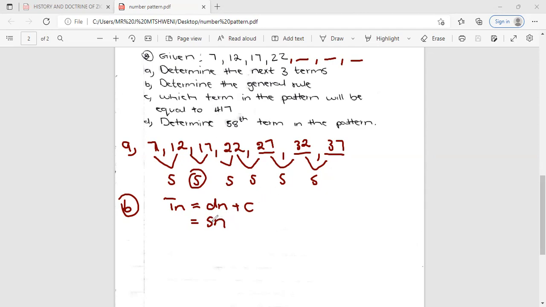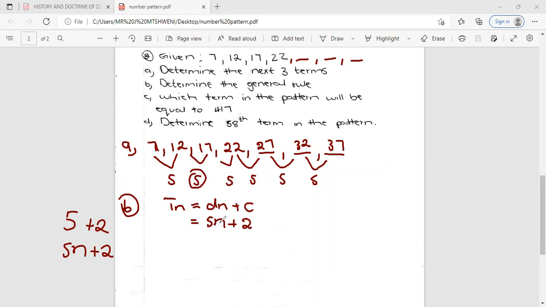5n. So which value can I add or subtract to get 7? Since I have 5, which value can I add to the constant difference in order for me to get the first term? I have to add a 2 because it will give me a 7. So my rule will be 5n plus 2. We can test it first so that we can be sure.